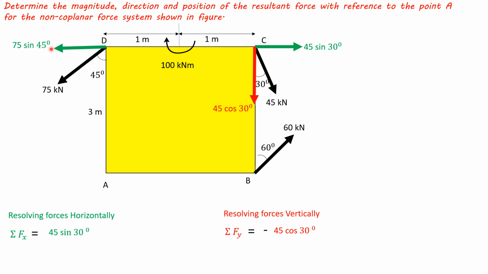It is directed to negative x-axis, so minus 75 sin 45 degrees. Now, resolving this force vertically, it will be 75 cos 45 degrees. It is directed to negative y-axis, so minus.